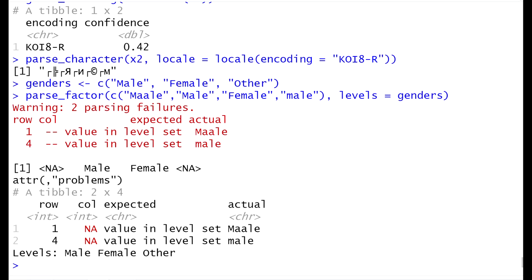I don't know if that would work if we did case ignore, but that would be worth you checking out to see whether there is an option you can set for case ignore and have it ignore the case when you do that. Okay, we will come back and talk in the next module about parsing dates.